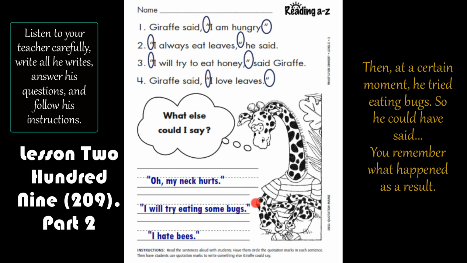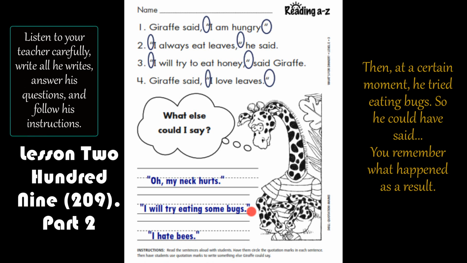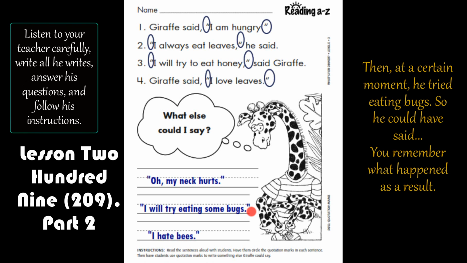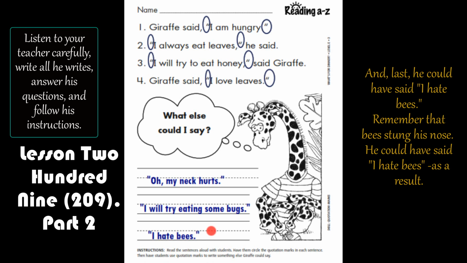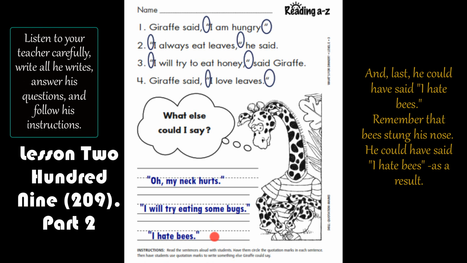Then at a certain moment, he tried eating bugs. So he could have said, "I will try eating bugs." You remember what happened as a result. And last, he could have said, "I hate bees." Remember that bees stung his nose. He could have said, "I hate bees" as a result.